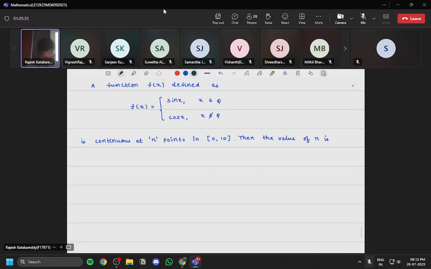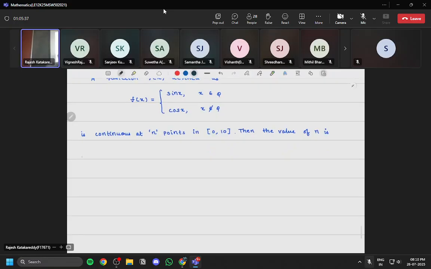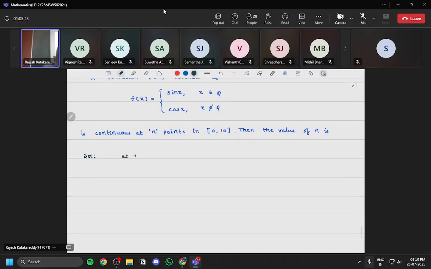See, I have explained, now listen. To check continuity at a, 3 pi plus pi by 4 is not there, no? Can you check approximately how much that is? 10 point something? Then it won't be there.